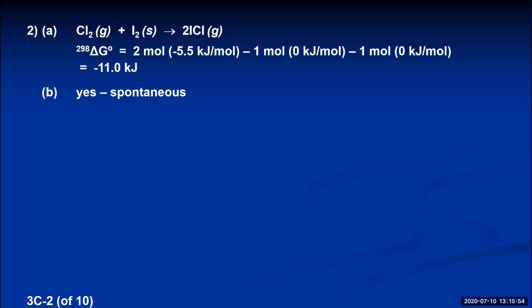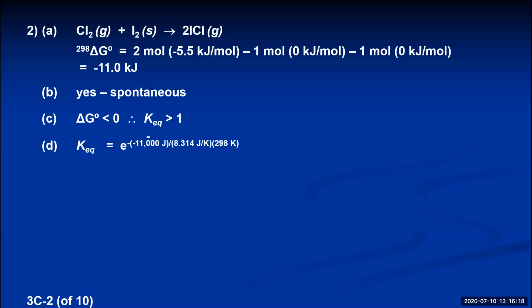C, predict whether the equilibrium constant will be greater than 1 or less than 1 at 298. So the sign of the delta G naught predicts the magnitude of the equilibrium constant. And in this case, because the delta G naught value is a negative value, that means that the equilibrium constant is going to have to be greater than 1. D, calculate the equilibrium constant at 298.